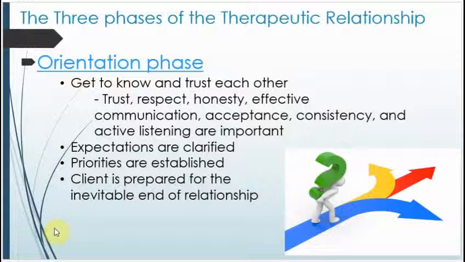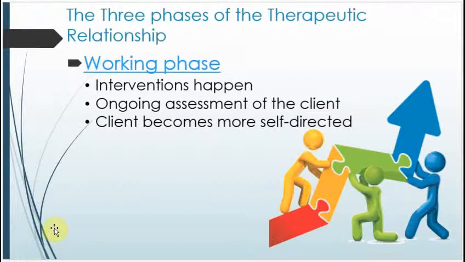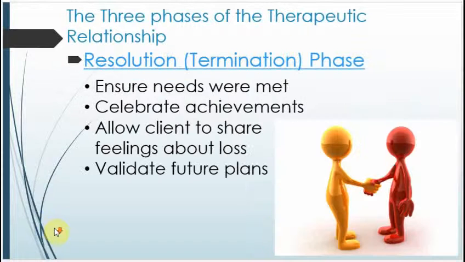Expectations are clarified. Priorities are established. Clients are prepared for the inevitable end of the relationship. Even in the orientation phase, you're going to start talking about when this relationship is going to end. Just preparing them for the eventuality that it is going to end. The working phase, that's when all the interventions happen. That's the nuts and bolts of it. Ongoing assessment of the client becomes more self-directed. They're taking control of their healthcare or their healthcare decisions.